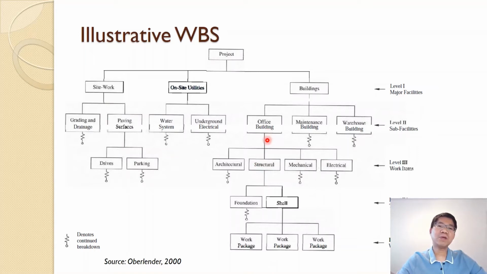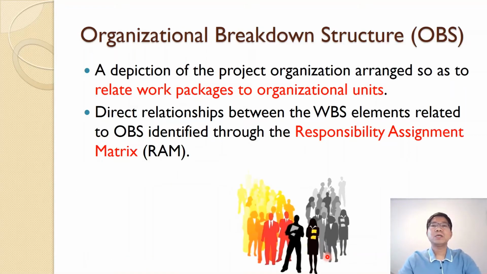For example, in the office building, we have architectural work, structural, mechanical, electrical. In structural, we have foundation and the shell. It means the wall, steel structure, concrete structure, work packages. That's the lower level that you have. So that's another way that you can break down the work breakdown structure. That is the work breakdown structure, and that is what will be done.